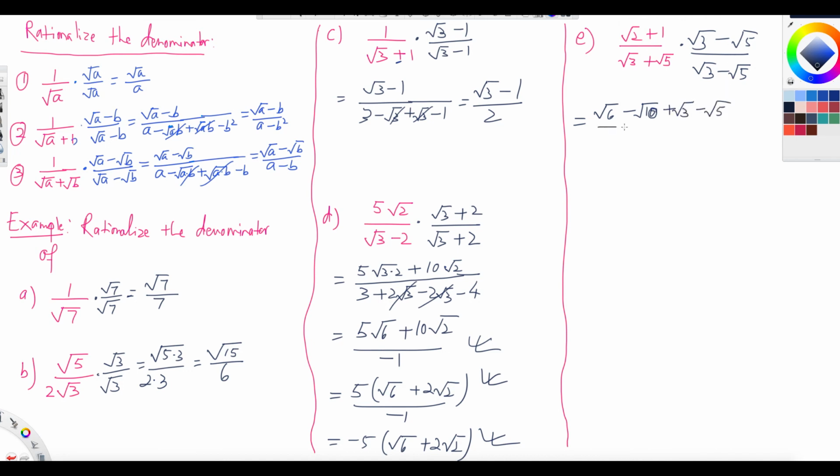That's what you get. Okay, in the denominator, root 3 times root 3 is 3. Root 3 times negative root 5 is negative root 15. You see that? And root 5 times root 3 is positive root 15. I'm just using FOIL, right? Root 5 times negative root 5 is negative 5. So what is left is that those cancel out, right? Root 6 minus root 10 plus root 3 and then minus root 5, divided by negative 2. That is the final answer.